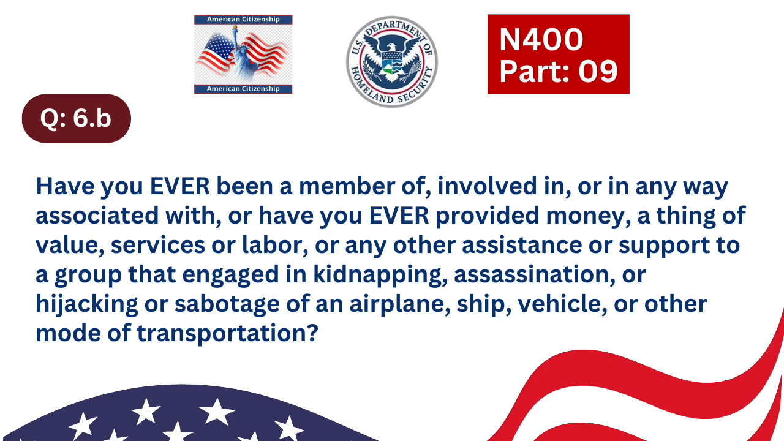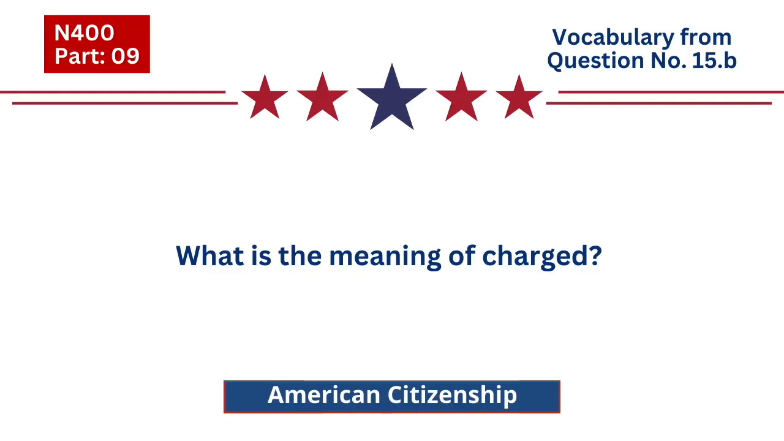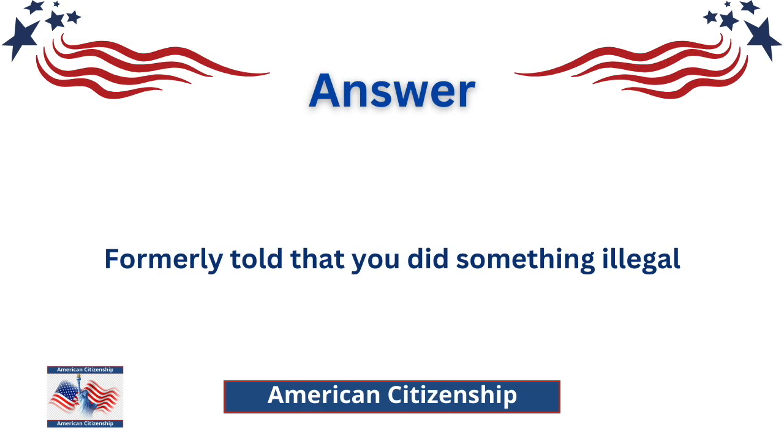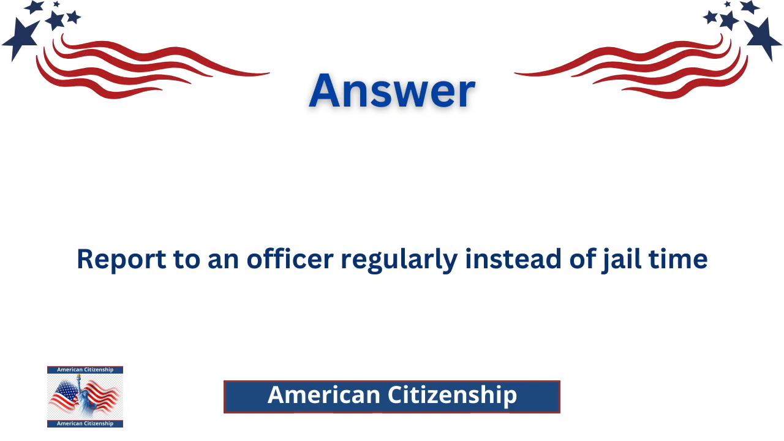Have you ever been a member of, involved in, or in any way associated with, or have you ever provided money, a thing of value, services or labor, or any other assistance or support to a group that engaged in kidnapping, assassination, or hijacking, or sabotage of an airplane, ship, vehicle, or other mode of transportation? No. What is the meaning of charged? Formerly told that you did something illegal. What is probation? Report to an officer regularly, instead of jail time.